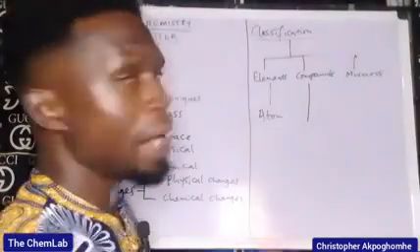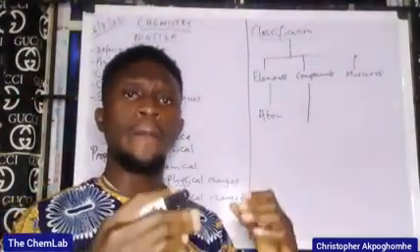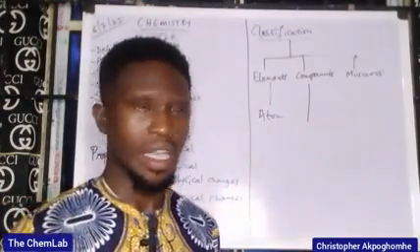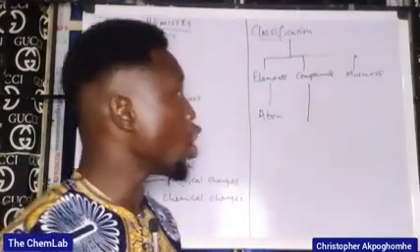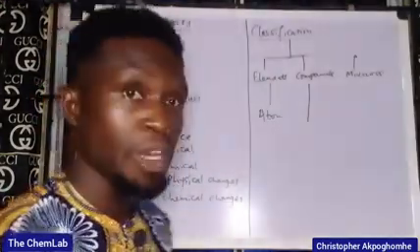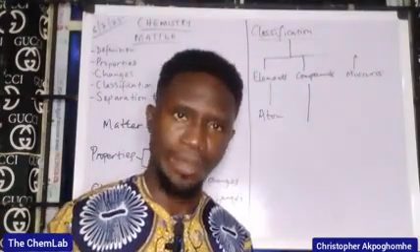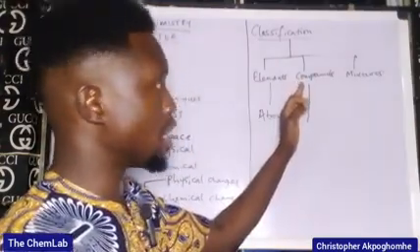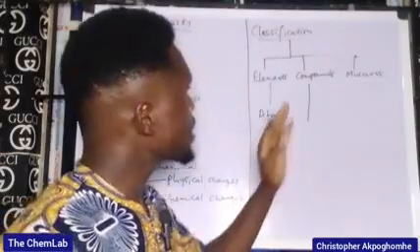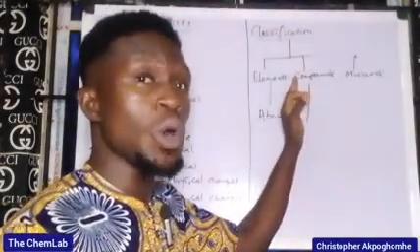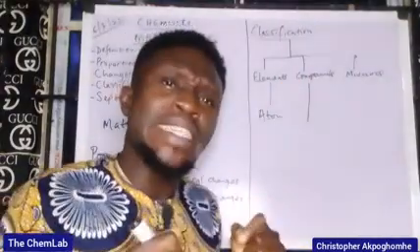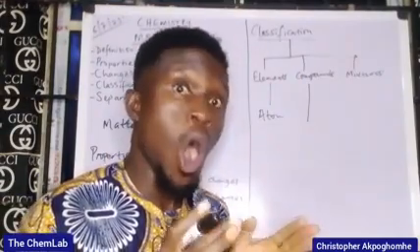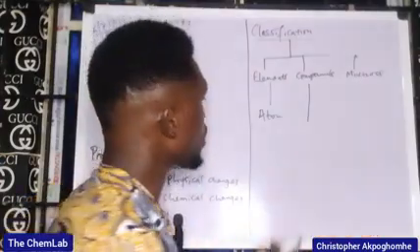Now, compounds are made up of two or more elements. Now, we said compounds are made up of two or more elements. Now listen, these compounds that are made up of two or more elements, the elements that make them up can be the same or can be different.